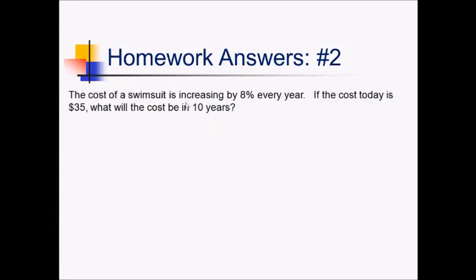On this problem, the cost of a swimsuit is increasing by 8% a year. Cost today is $35. We want the cost in 10 years. So since this is happening every single year, we're just going to use our standard exponential model here, A B to the T. And our A value, the initial value, is the $35. B value, we're increasing by 8%, so we're multiplying by 1.08.